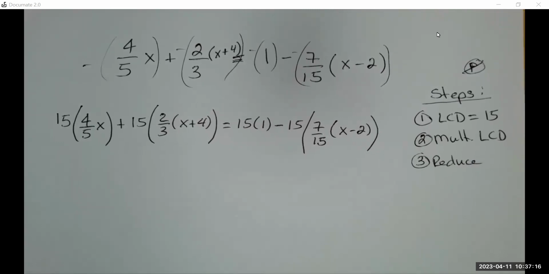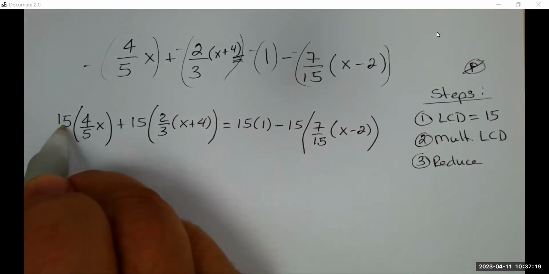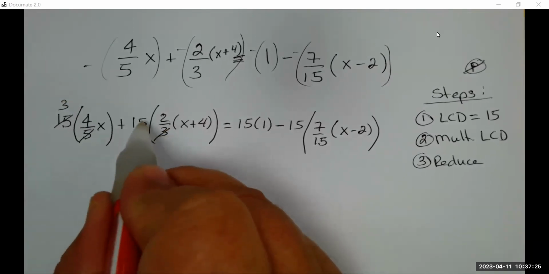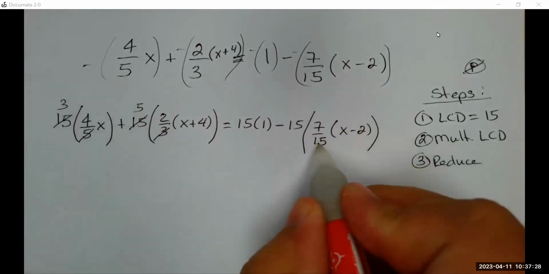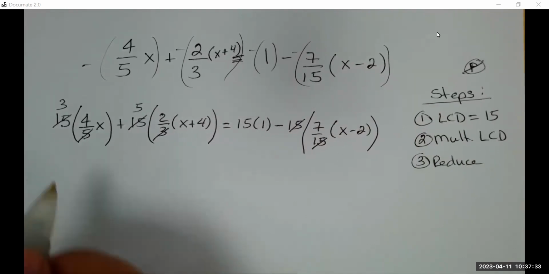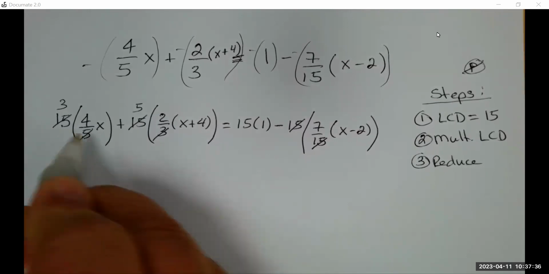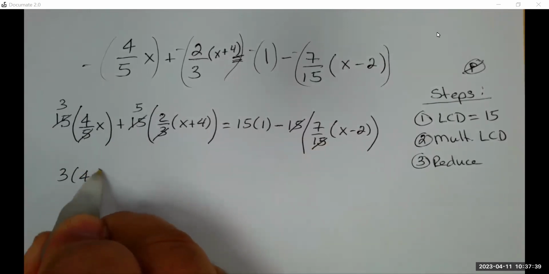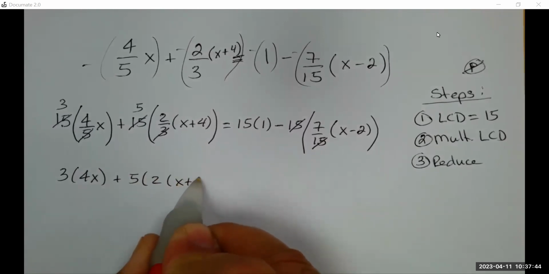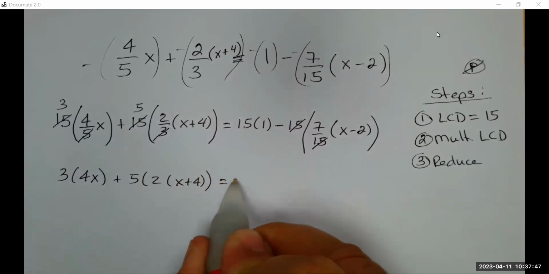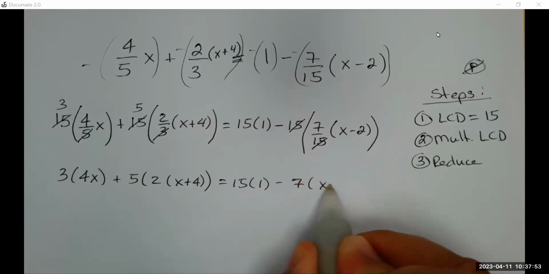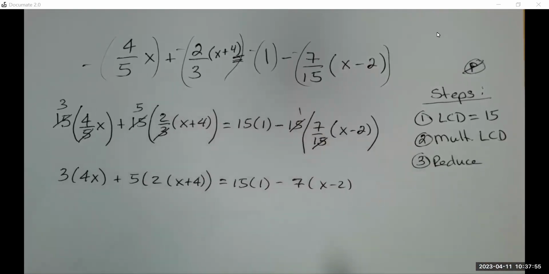Reduce or cancel. Does 5 go into 15? How many times? And 3 goes into 15 5 times. 15 goes into 15 once, so it's gone. Since all the bottom numbers are gone, this is all we have left. Since that's a 1, I don't have to put anything there on the last one.